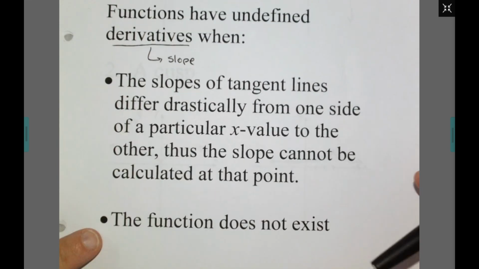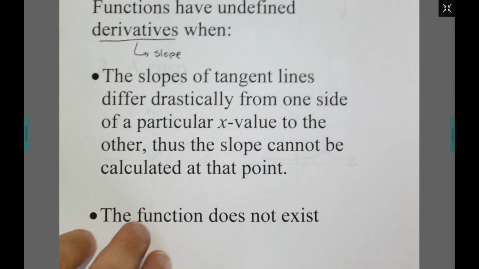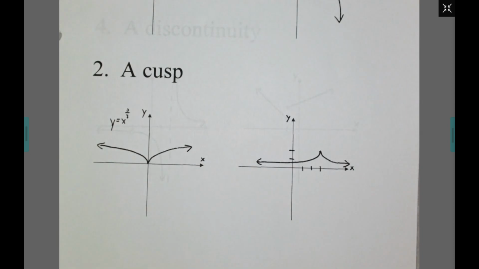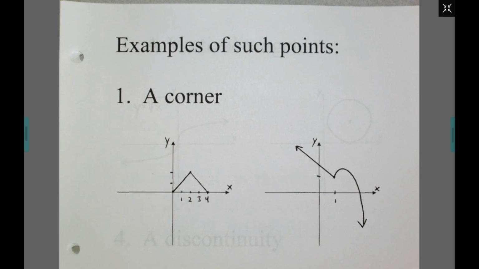Second bullet point, we have a function that does not exist. So if the function doesn't exist or it's not continuous at a given x value, you can't take the derivative there. So looking at examples here of such points where a function would not be differentiable, we have what's called corners.